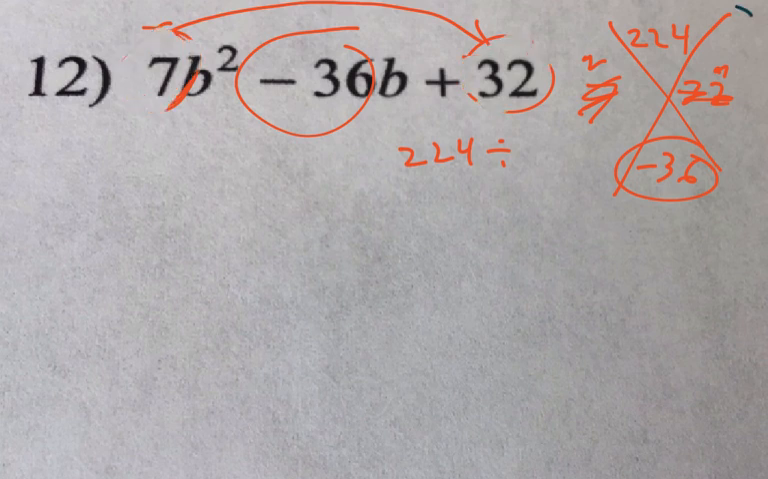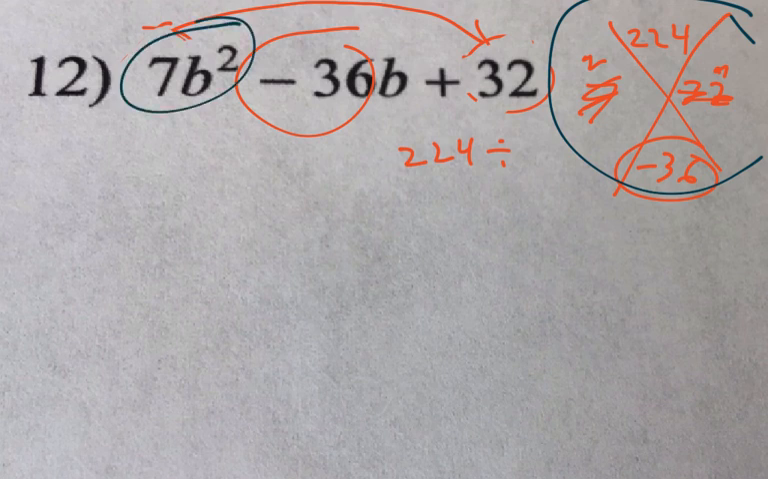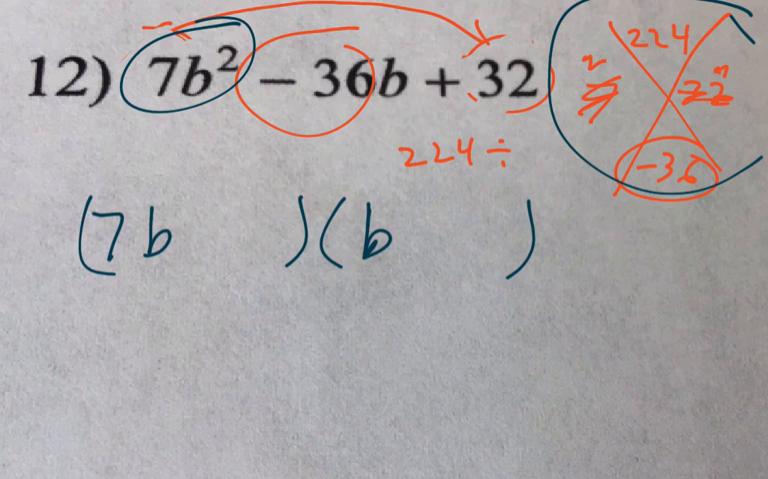Now, I'm going to assume that you can do the X method. If not, please ask in class, but here is my method. You ready? I know that 7b squared can only happen one way. That's 7b times b. I'm already halfway there. What about 32? Well, the most common way is 4 times 8, right?